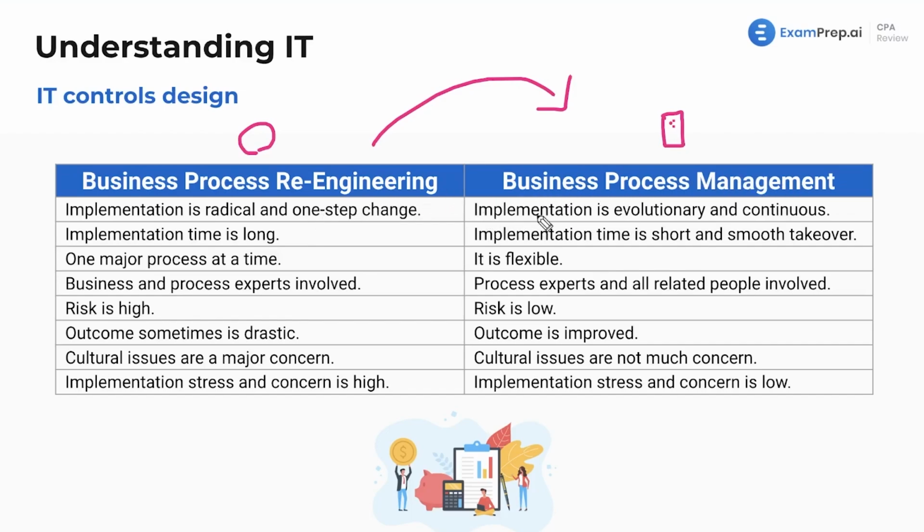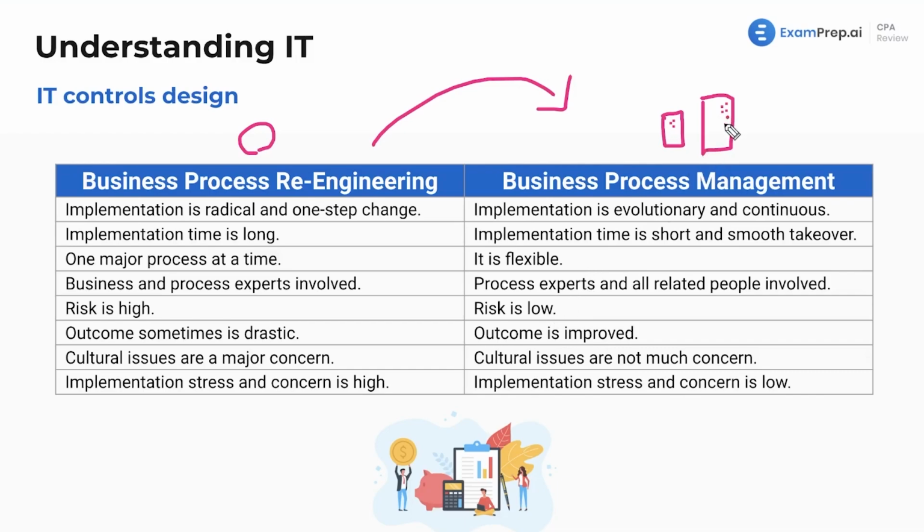On the contrary, it's evolutionary and continuous, happens over a period of time. Implementation time is short and smooth takeover because we're slowly, okay, maybe next iPhone's a little bit bigger. Maybe that looks a lot bigger, but a little bit bigger. Maybe there's 4 cameras, and wait till they add 5 cameras on the new iPhone. Process experts and all related people involved, right? Not that these are too different, but they're both important. Just generally you're going to get people involved who should be involved. The process is flexible. We can always go back to the old iPhone or remove one camera. Risk is low because we're just making one small change, and if people don't like it, then too bad.